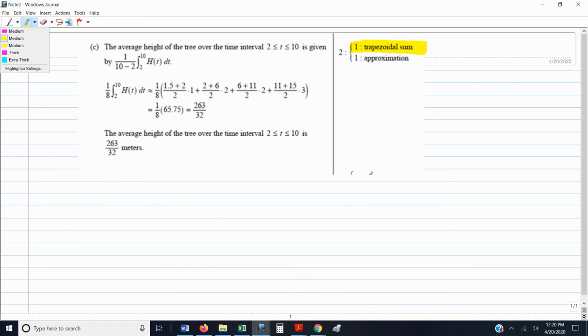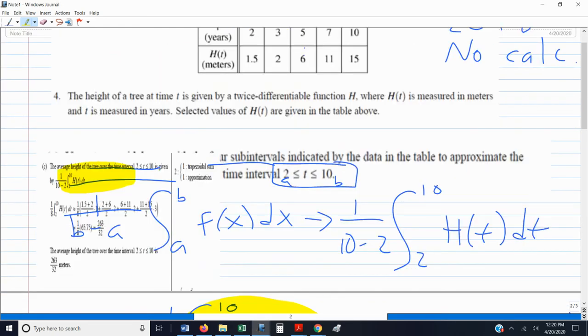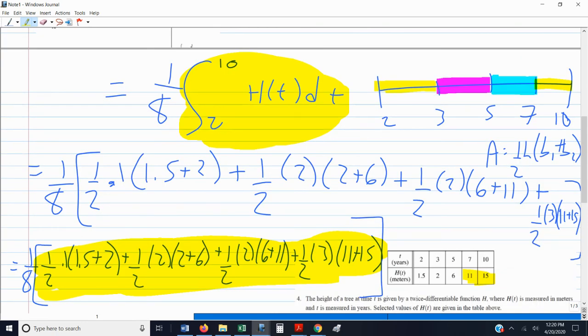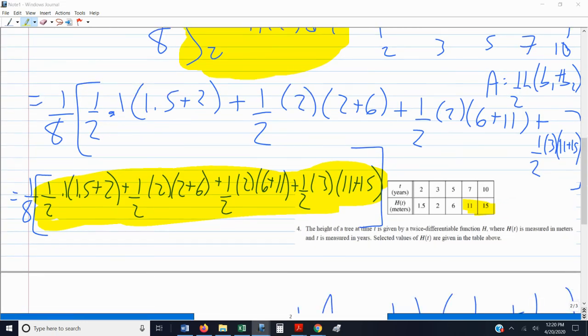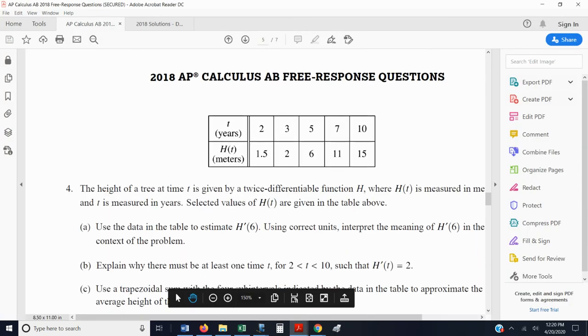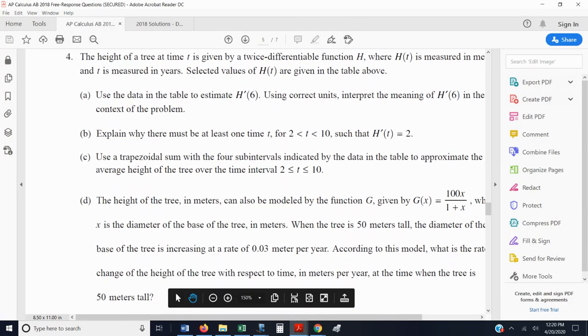The second point, that approximation point, I believe that is seeing if you remembered the formula for average values. So you got the trapezoidal sum, fine. The answer, though, they're asking you for the average height. Sorry, my question was just got a little bit covered up by the pasting that I did.